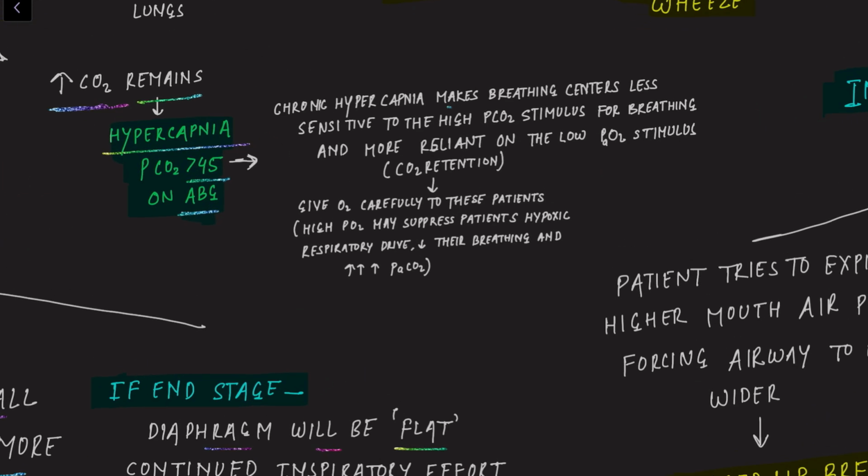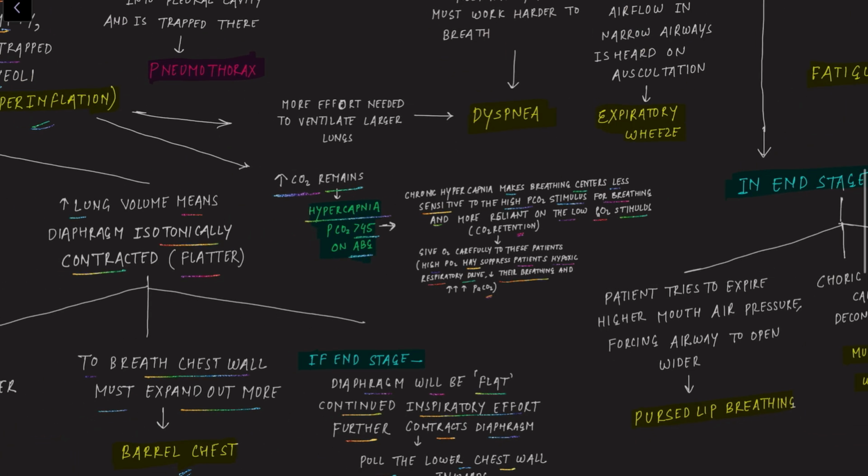Chronic hypercapnia makes the breathing center less sensitive to the high partial pressure of CO2 as a stimulus for breathing and more reliant on the low PO2 stimulus. Give O2 carefully to these patients. High O2 may suppress the patient's hypoxic respiratory drive, decrease their breathing, and further increase the partial pressure of CO2.